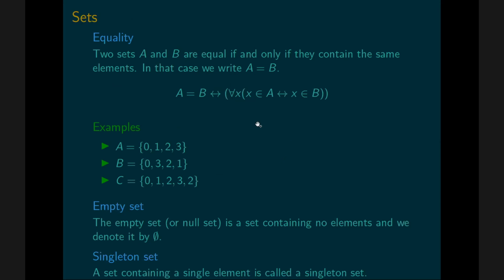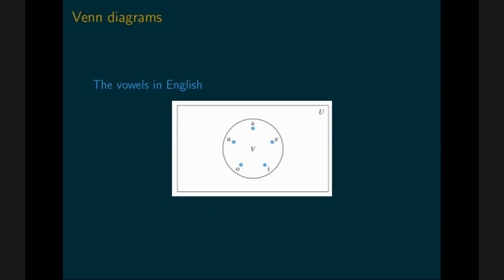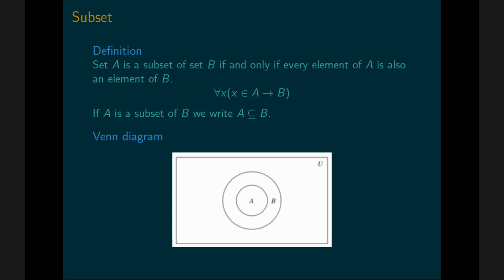And we have some special sets. The most special one is the empty set, which is a set containing no elements, and we denote it by this striked 0 symbol. It's called the empty set or null set. And how do we represent sets? Usually, if they're finite, mostly by Venn diagrams. So we have a circle where we have the elements inside, and the frame outside is the universal set. It's the set of all elements we consider.